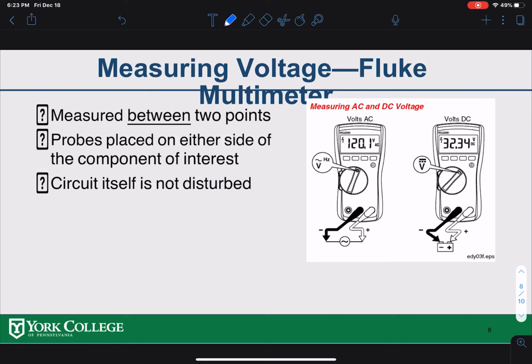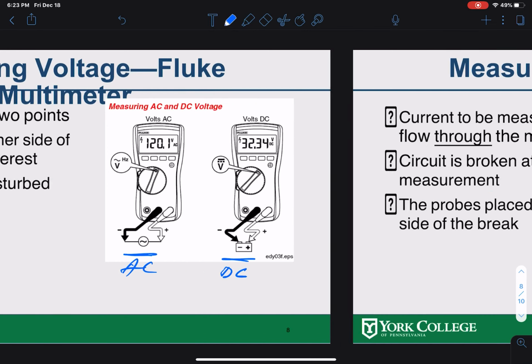So as I said, your multimeter could measure the current and voltage. So you're measuring the voltage over here. Voltage is very simple. You just take the two leads from common to voltage over here like that. You can measure AC or DC. This is the AC over here. This is the DC over here. So it's basically measuring two ends of the device. You're trying to measure voltage. That's very simple, and your circuit is not disturbed.